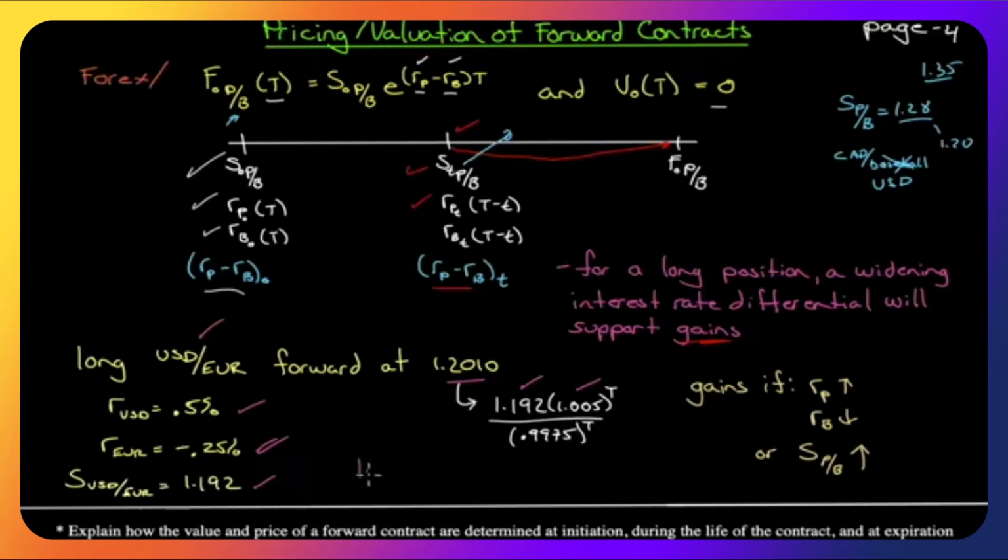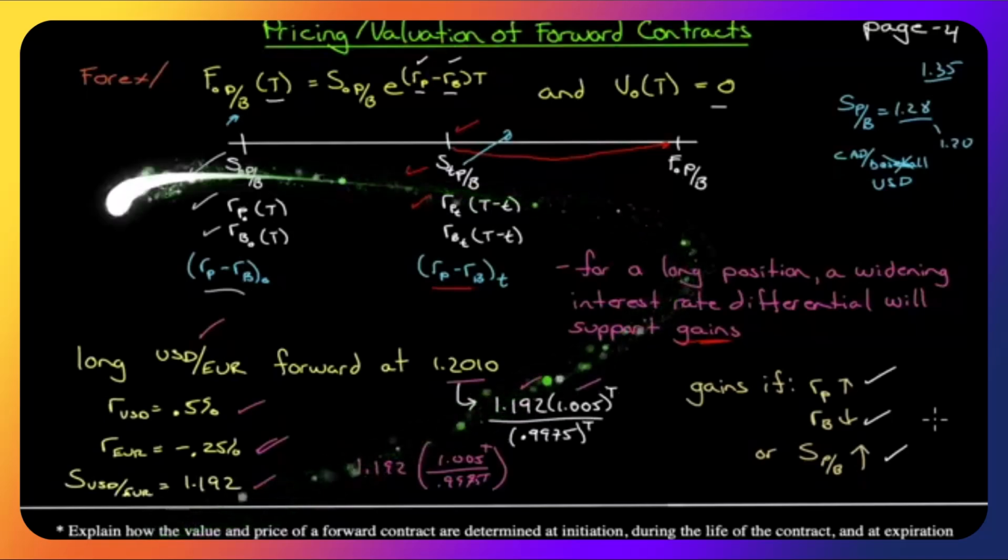This over here is the same as saying 1.192 multiplied by 1.005 to the T over 0.9975 to the T. It's the same thing as writing it out that way. Your forward contract will gain if the price currency interest rate rises, if the base currency interest rate falls, or if the spot exchange rate increases.